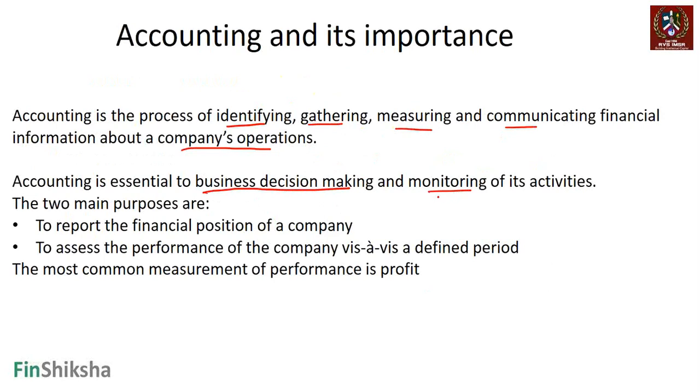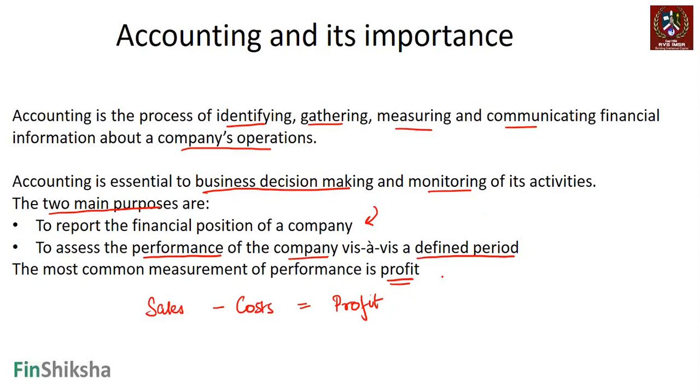There are two main purposes of financial accounting. The first is to report the financial position of a company. The second is, once you have reported the position, to assess the performance of the company over a defined period. The most common measurement of performance is profit. We will define these terms as we go along, but typically a business will sell something, there will be a cost in terms of those sales, so you subtract costs from sales and what you get is profit.